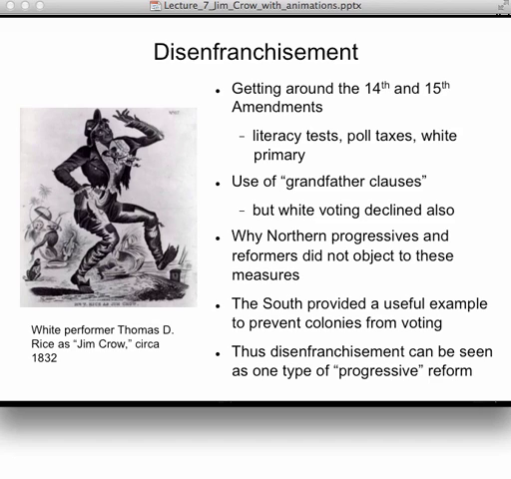Also, some states imposed poll taxes. That is, you had to pay a certain amount of money before you would be allowed to vote. And since most blacks were poor sharecroppers in the South during the late 19th century, many of them could not pay these poll taxes. Finally, the Democratic Party began to use what were called primary elections.